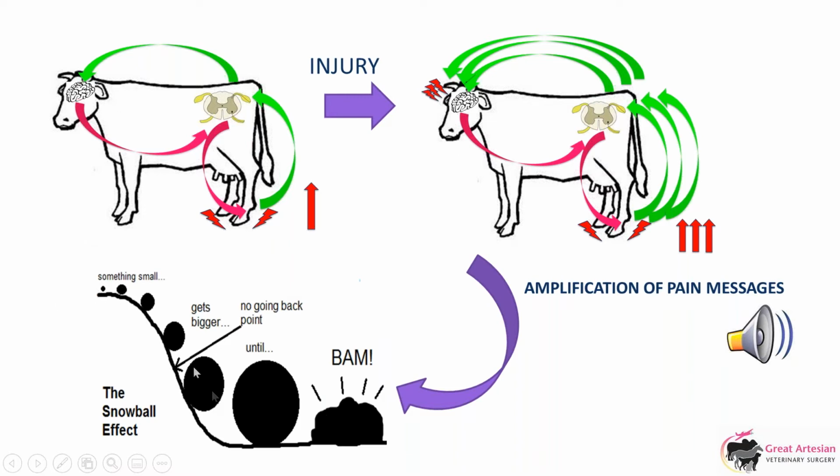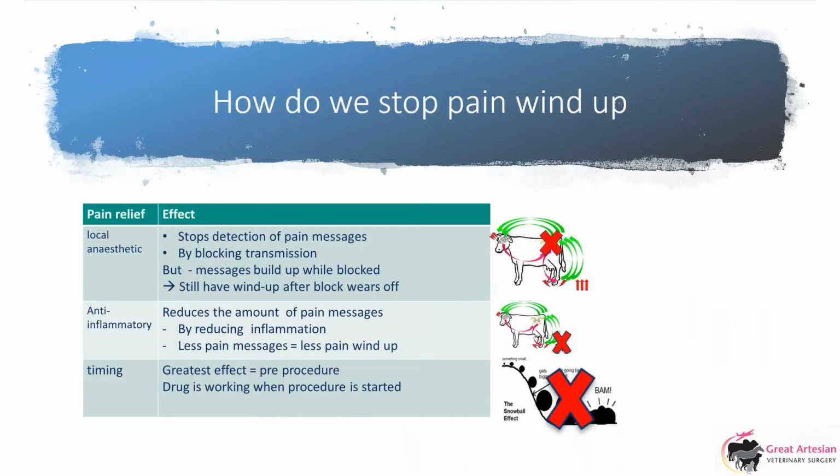As I said, we can start with something small, a little sharp stone, and it gets bigger and bigger, and then we get to this point of no going back, like a snowball effect, until we've got this giant avalanche and no amount of pain relief is going to help this cow at this point in time. So the question is, how do we stop this wind-up pain? Firstly, we can use local anaesthetics, which stop the detection of the pain messages. It literally blocks that message getting to the brain.